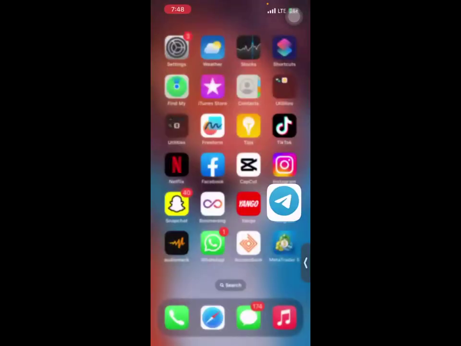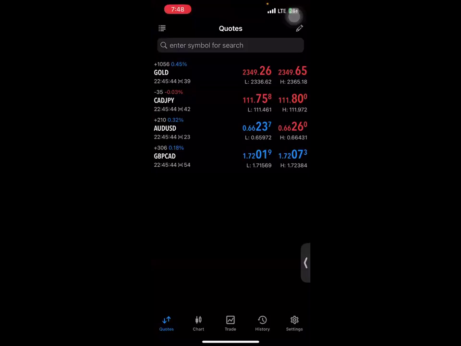So whenever you receive trade ideas like this, the next thing for you to do is to go to your MetaTrader 5, and then we were asked to sell XAU USD.